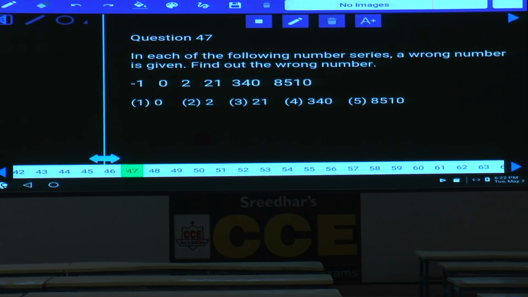Then question number 47. Now in this 47, minus 1, 0 and so on. Yes, any answer to this one? 340 and 8510. The numbers are increasing at a very fast rate, isn't it? As they are increasing at a very fast rate, 340 into how much is this one? 340. Yes, tell me your answer.